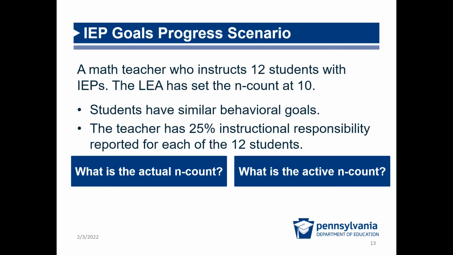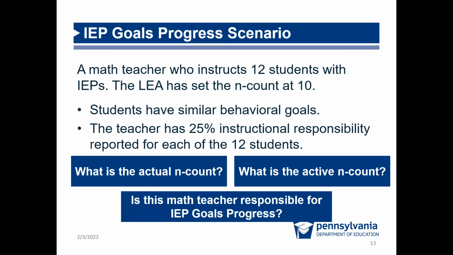Yeah, so you take that 25%, multiply it by 12, and you have 3. So my last question is, let's see if you can get this one. Is the math teacher responsible for IEP goals progress? Think about this like a word problem that has missing information.